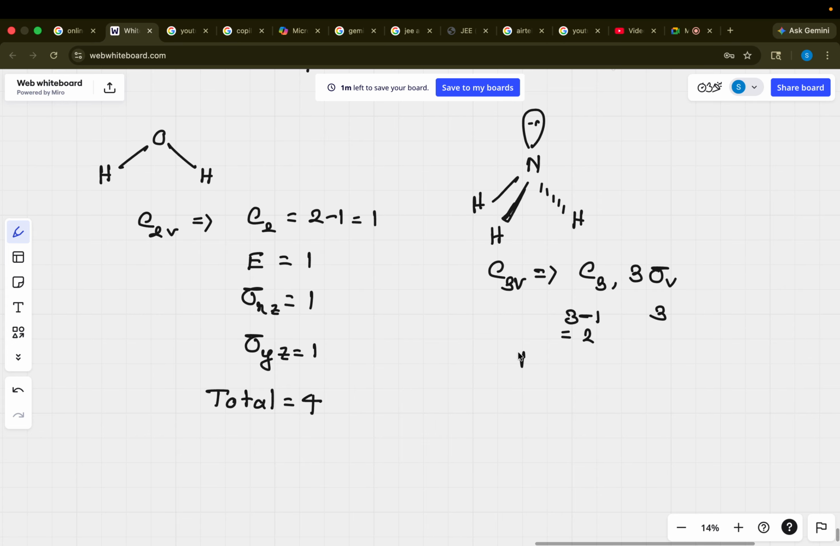So total, E remains, and for identity you will get 1. So 2 plus 3 plus 1, you are getting a total of 6 operations. Okay, 6 will be the number of operations. So like that, from the point group you can find out the total number of operations.